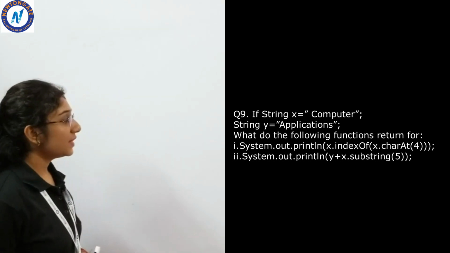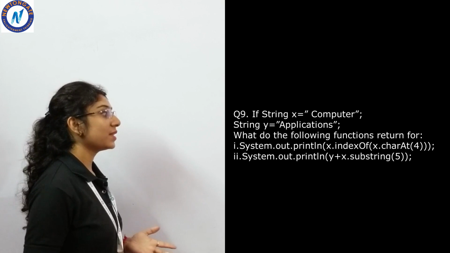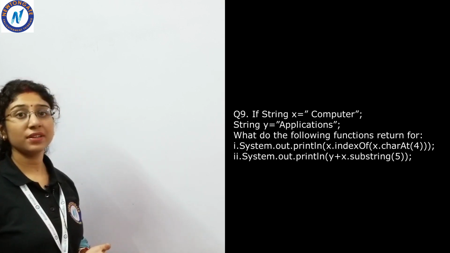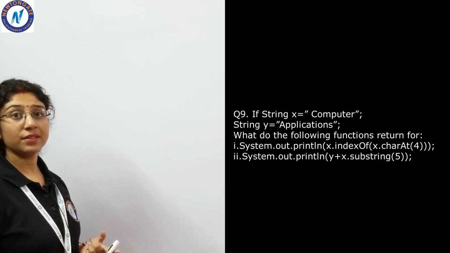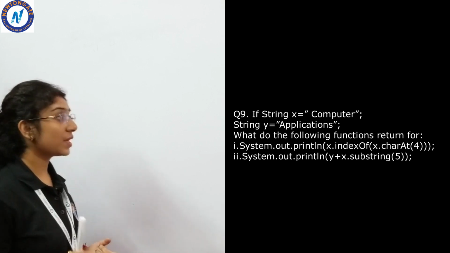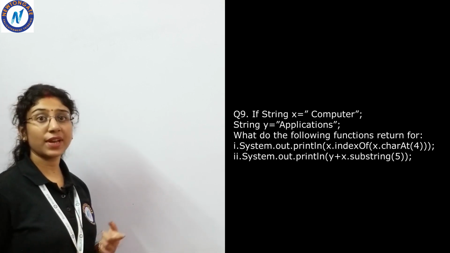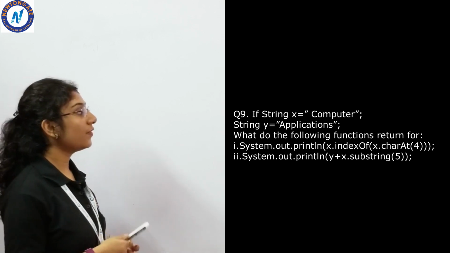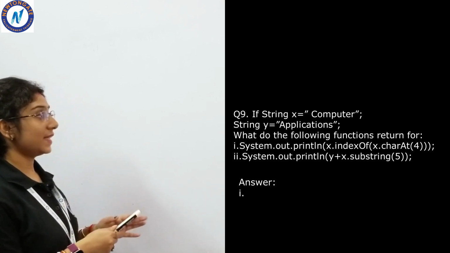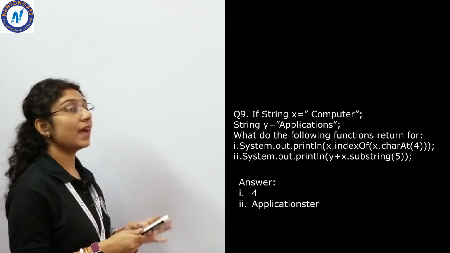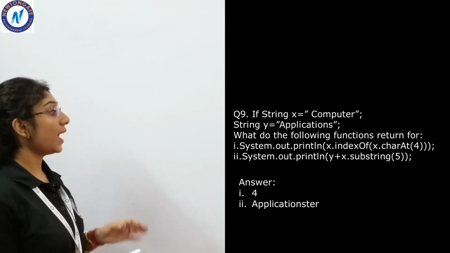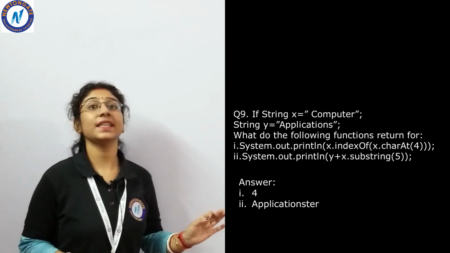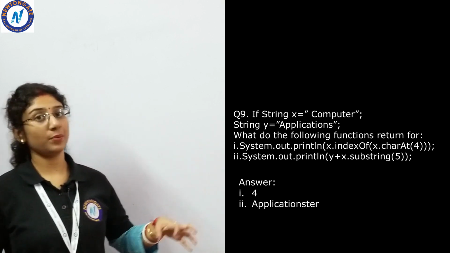Now here you can see the next statement y plus x.substring(5). In the indexing, first y is your applications. Substring of 5 means it will extract the characters from location 5 till the end. So at location 5 what is stored? T. So it will give TER. So the final output will be applications, then TER concatenated from computer.